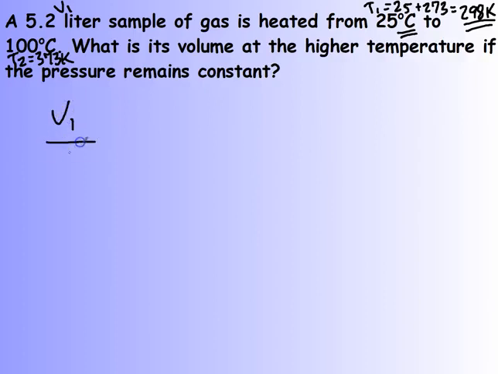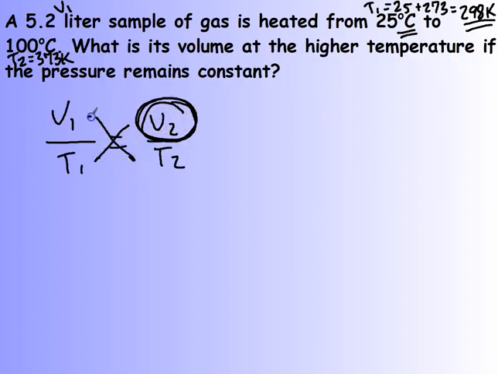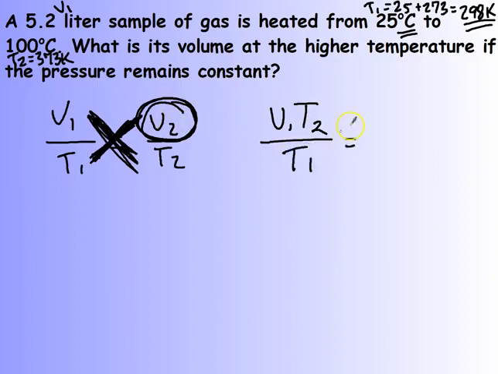So let me write the formula. V1 divided by T1 is equal to V2 divided by T2. They want to know what this volume is, so I'm going to solve for it. I'm going to cross multiply and then divide. I do the cross first. That'll be volume 1 times temperature 2 divided by whatever's on this side except for what I have circled. So it's going to be divided by T1 is equal to what I have circled, volume 2. So there's the formula I'm going to use.